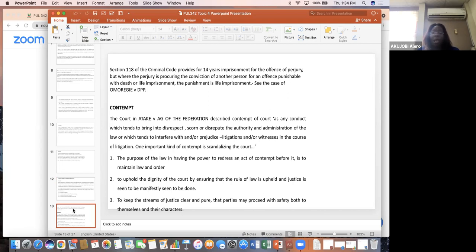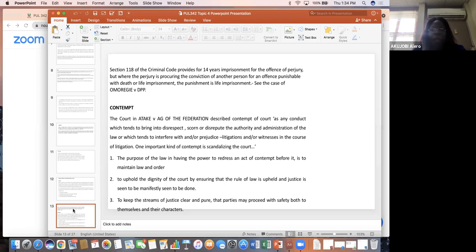Under the Criminal Code, the punishment prescribed for perjury is normally 14 years. But where the perjury is procuring the conviction of another person for an offense punishable with death or life imprisonment, the punishment is life imprisonment. For instance, where you have given testimony that you know is fake and has led to the conviction or punishment with death of another person, of course, your false testimony will result in life imprisonment for you. For cases, you can also read the case of Omoregie v. DPP, which is very instructive on this offense.